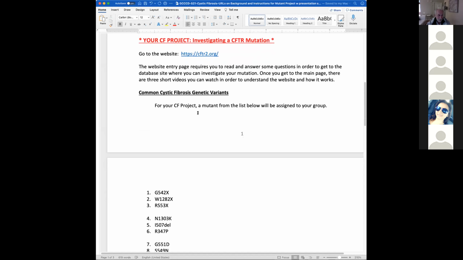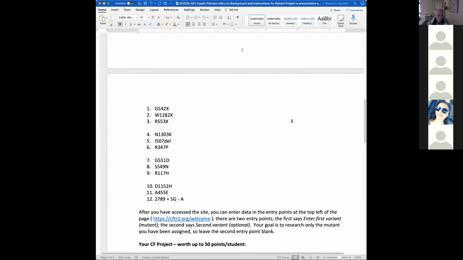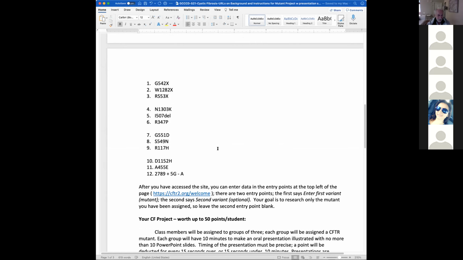So for your project, a mutant from the list below will be assigned to your group. There are 12 mutations here. You will get one of them. You will enter your mutant in this web page and get some information that you'll need from that. But you'll have to resort to other sources as well, some of the other websites, to get all the information that you need.